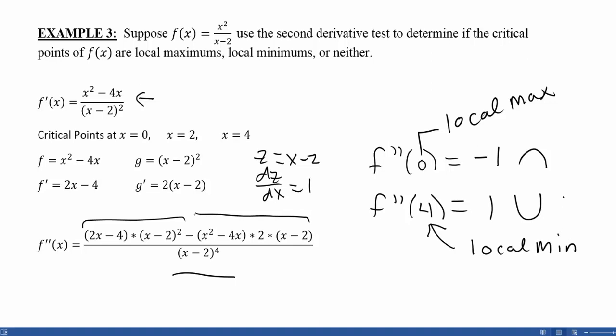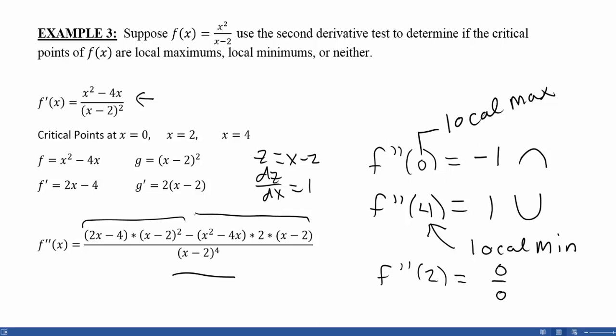If we tried to plug in a 2 into our function, on the top we're going to get 0, and on the bottom we're going to get 0. So that means that our second derivative test is inconclusive at 2, and we need to use a different test to determine if it's a local max, a local min, or neither.